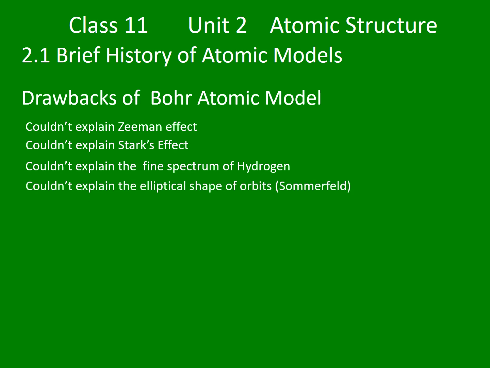It could not explain the elliptical shape of the orbits. The elliptical shape of orbits was presented by Sommerfeld, so it could not explain the Sommerfeld atomic model. It could also not explain the Heisenberg uncertainty principle. According to this uncertainty principle, we are unable to calculate the exact position and the exact momentum or velocity of an electron at a time. So Bohr was unable to explain the Heisenberg uncertainty principle.